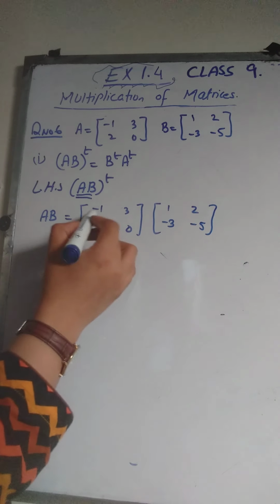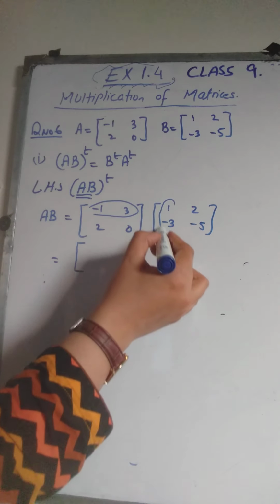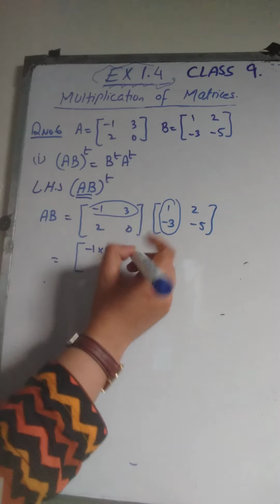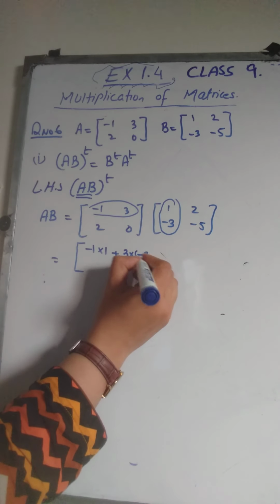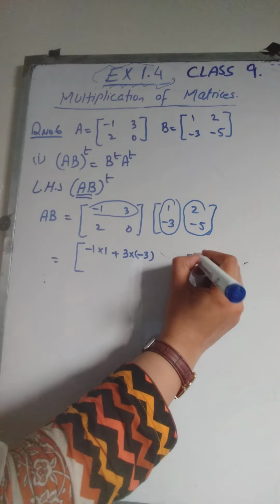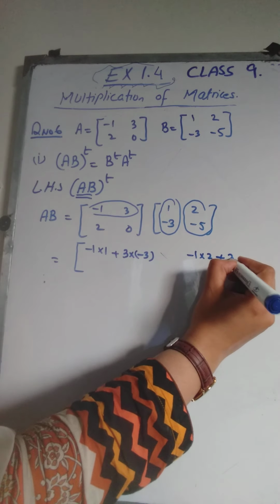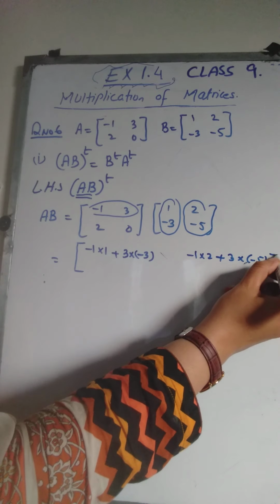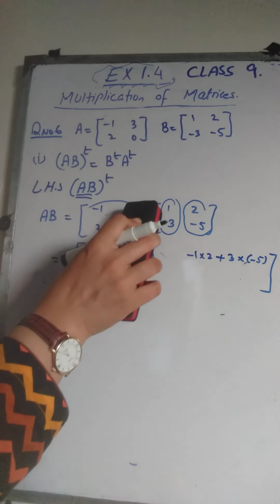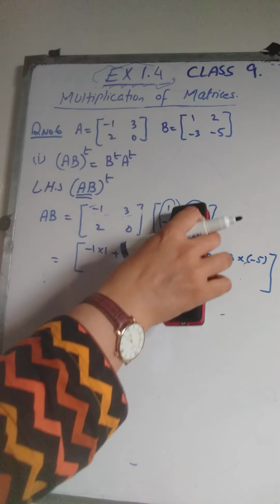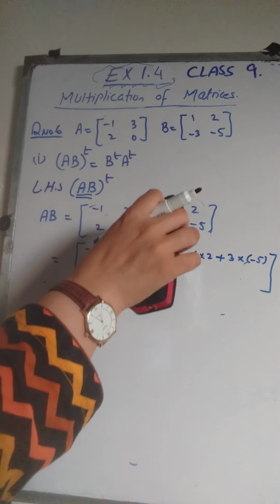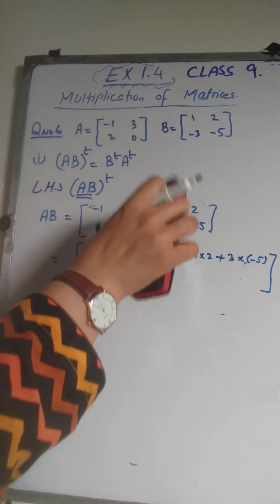multiplying both the matrices. First we are going to take the first matrix, the first row with the first column, -1 into 1 plus 3 into -3. Then we are going to multiply the first row with the second column, -1 into 2 plus 3 into -5. Now multiplication of row 1 is done, and we are going to do multiplication of the second row with all the columns of matrix B.